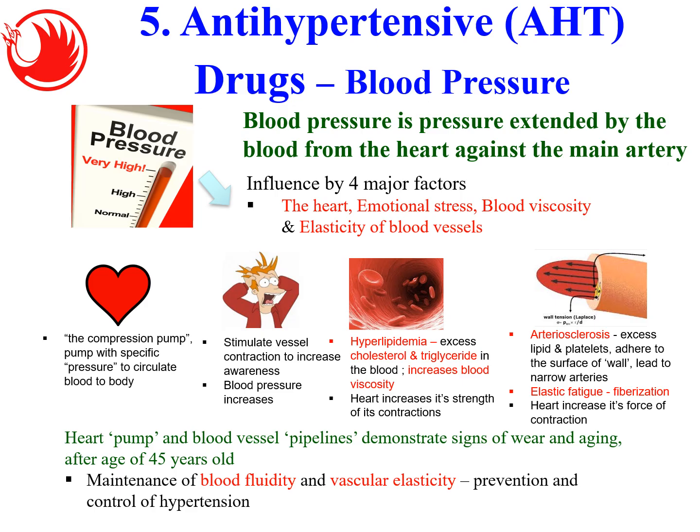So the heart will need to increase its force of contraction, so there's also this high blood pressure. The heart pumping through the blood vessel pipeline demonstrates signs of wear and aging after the age of 45 years old. So the maintenance of blood fluidity and vascular elasticity is important to control hypertension. If we cannot control our blood fluidity and vascular elasticity, then we might need some drug to do the job, and this drug is actually the one to control the symptom.